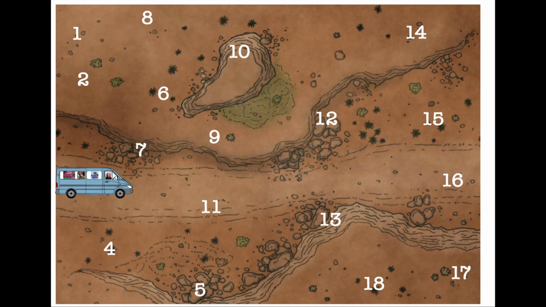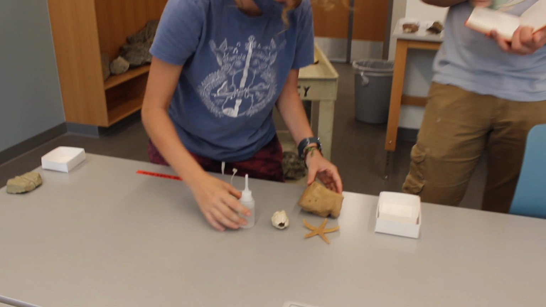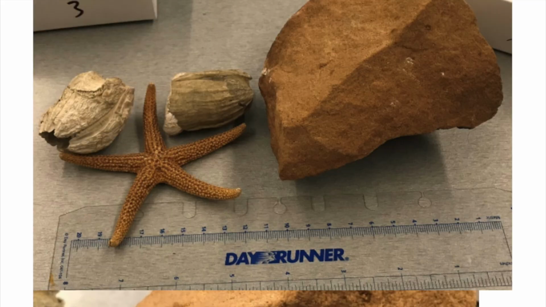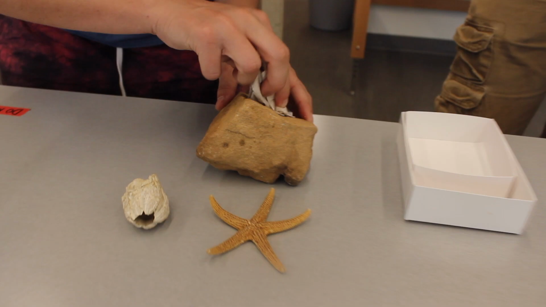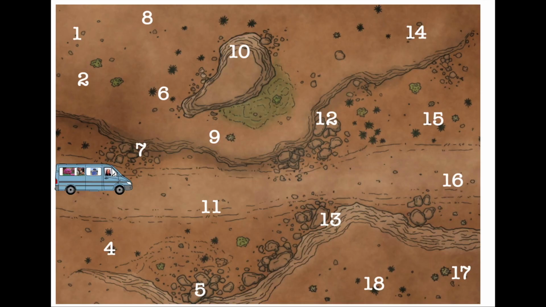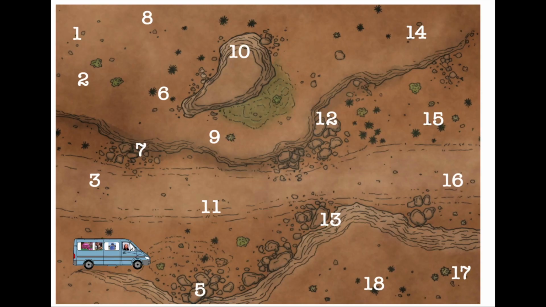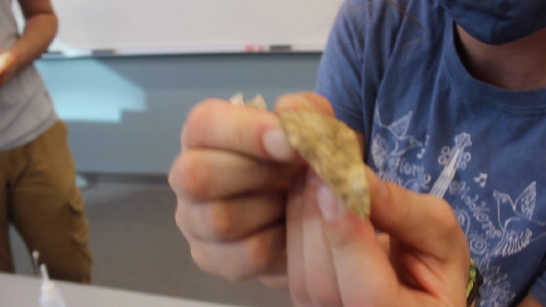Moving forward to field site number 3. So this one has some nice fossils here. To get a closer look, if you need to pause it, you should pause it here to get a better view of the lithology. And it doesn't fizz. Moving on to field site number 4. The sample does not fizz.